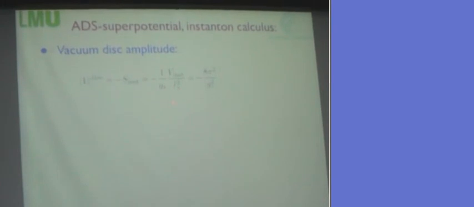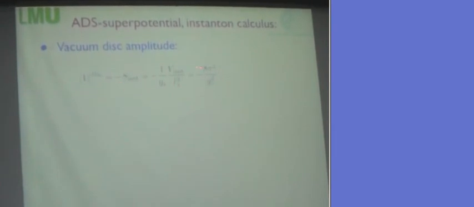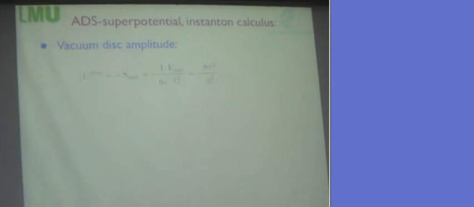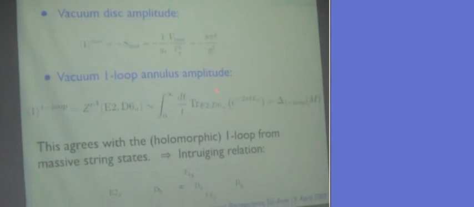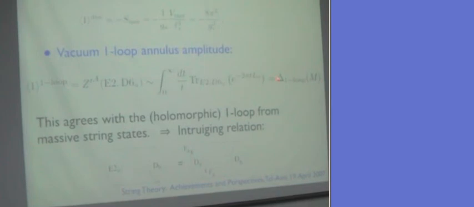So here are a few of these pieces which appear in the amplitude. The vacuum disk is nothing else than the instanton action, which I have shown you before. You get a vacuum one loop annulus amplitude contribution. And here, this is, I think, interesting. This contribution precisely reproduces the threshold correction at one loop level, which I have discussed before. And this should indeed agree with the holomorphic one loop contribution from the massive string states.